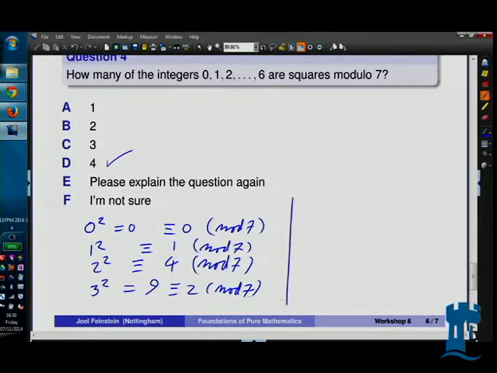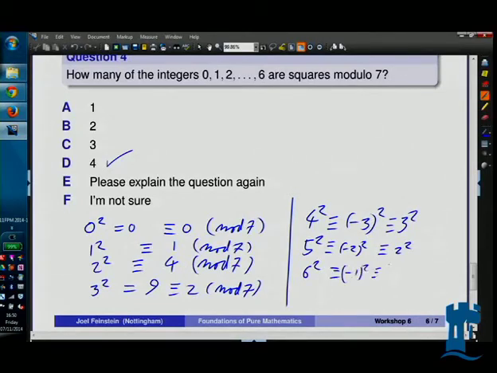Well, 4 squared is congruent to -3 squared, since 4 is the same as -3. That's the same as 3 squared, so that's just a repeat of the 3 squared. Okay, so I haven't got anything new. 5 squared is congruent to -2 squared, is congruent to 2 squared, so that's nothing new. 6 squared is congruent to -1 squared, congruent to 1, mod 7. This is all mod 7. Nothing new there. 7 is the same as 0, so 7 squared is the same as 0 squared.